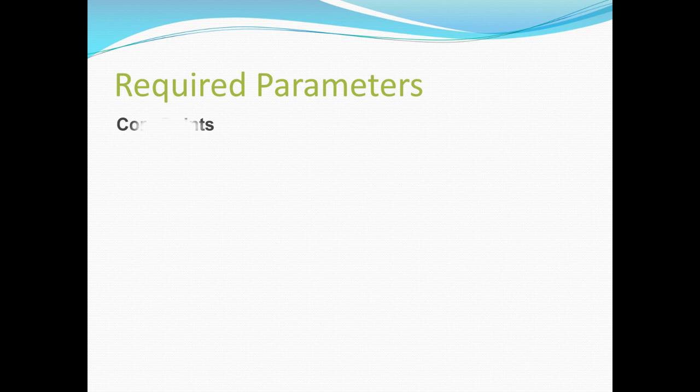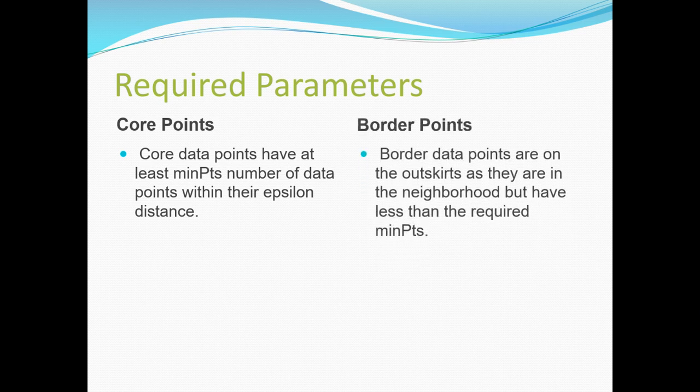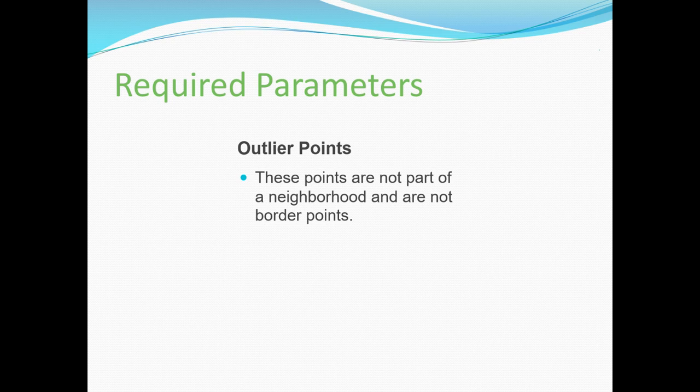More required parameters. Now talking about the core points. Core data points have at least the minimum points number of data points within their epsilon distance. The border points are on the outskirts, as they are in the neighborhood but have less than the required minimum points. Now we have outlier points. These points are not part of a neighborhood and are not border points.